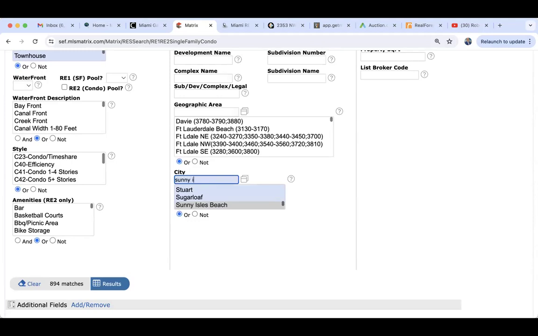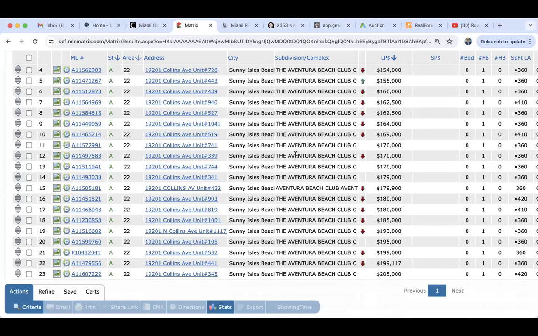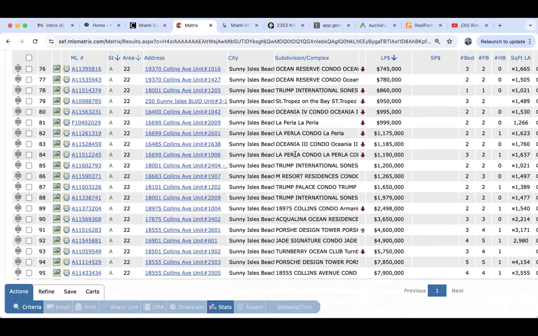Now you come here and say, all right, we need this to be in Sunny Isles Beach. All right, Sunny Isles Beach, we got 98 matches. And these are all properties where daily rentals are allowed in Sunny Isles Beach.